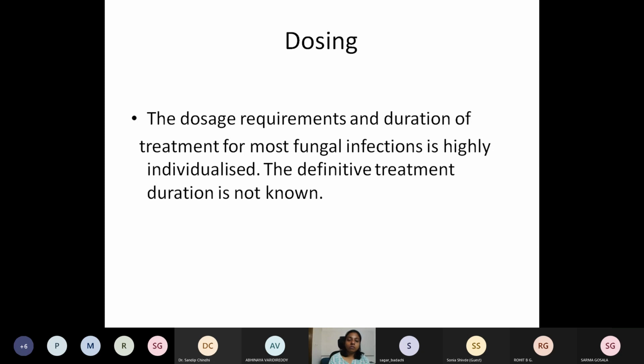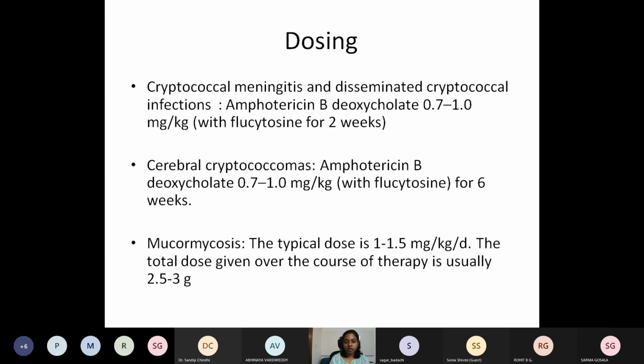Now the dosing. It is for rare invasive fungal infections, and for that reason there have not been big randomized controlled trials to identify the exact dose that is required. So it is generally individualized, and the definitive treatment duration is not known for most infections. But for the infections where it is commonly given and is the gold standard, that is cryptococcal meningitis and disseminated cryptococcal infection, it is given at a dose of 0.7 to 1 milligram per kg. In cerebral cryptococcomas, it is given up to 6 weeks, whereas for meningitis, it is given for the first 2 weeks, followed by oral fluconazole.